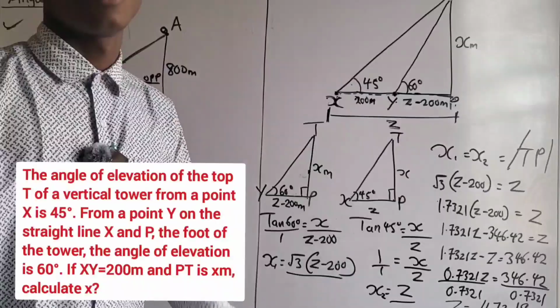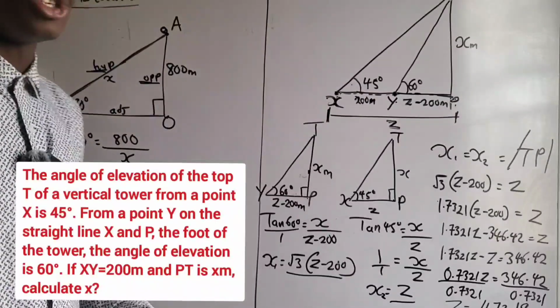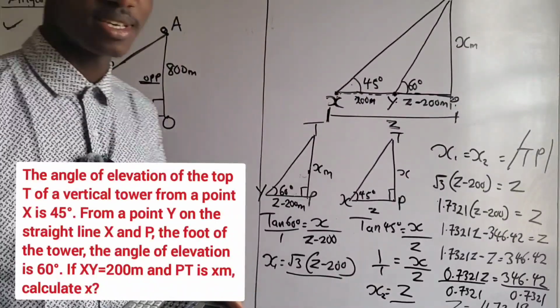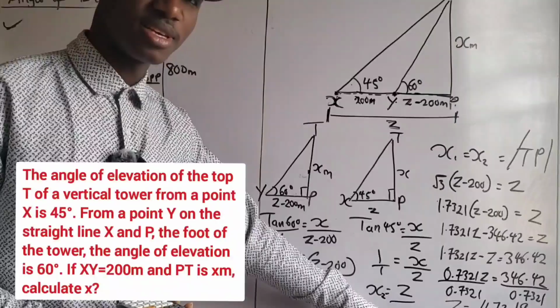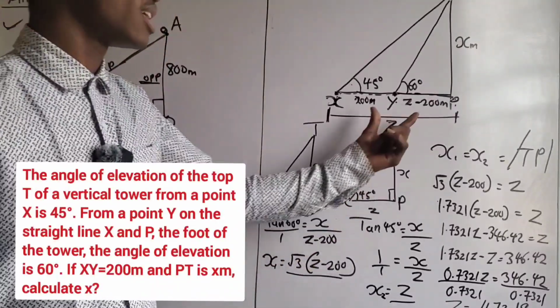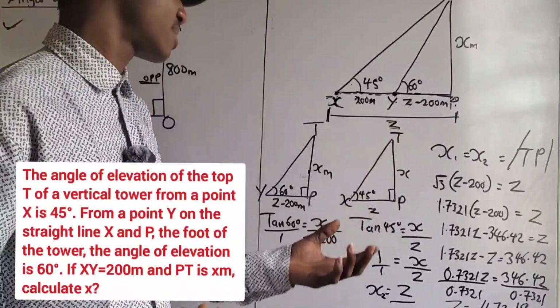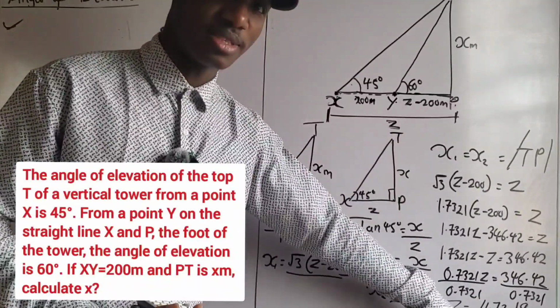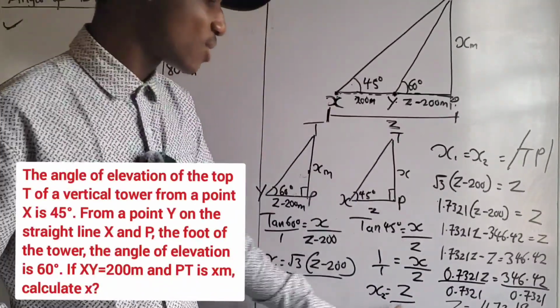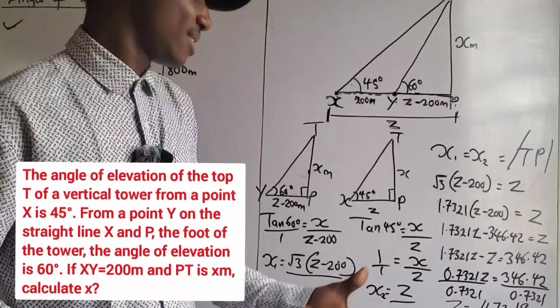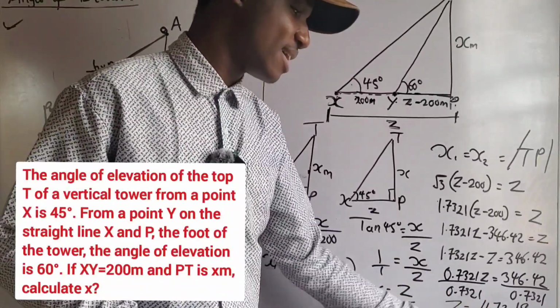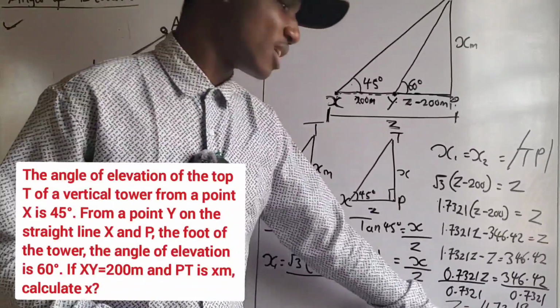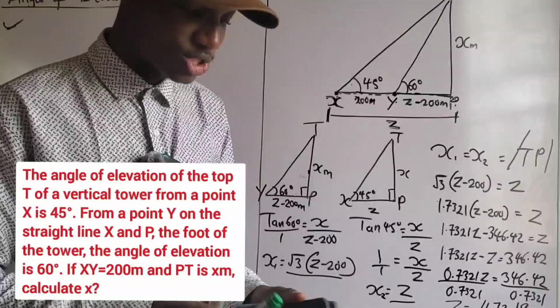Now, listen to me carefully. The goal is to find the value of x, not the value of z. But with respect to the diagram, we cannot get the value of x without knowing the value of z. So that's why I got the value of z as this. Now, since x equals to z, the value of x will also be 473.19. Let us check the question.